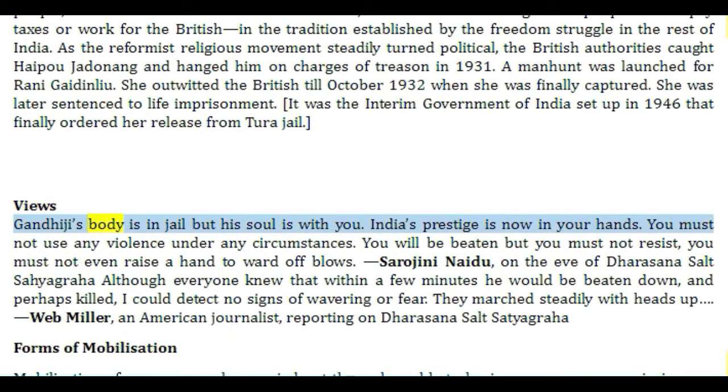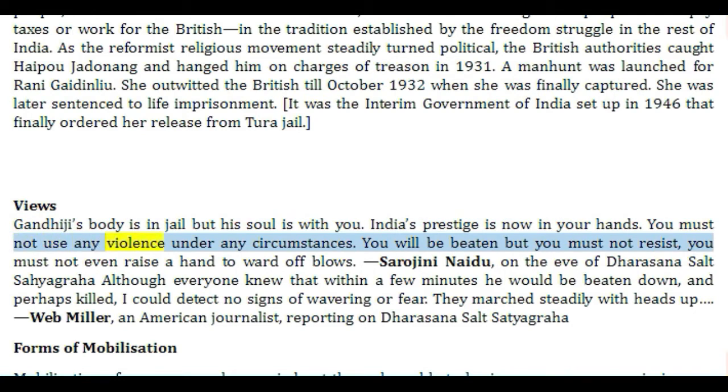Gandhiji's body is in jail, but his soul is with you. India's prestige is now in your hands. You must not use any violence under any circumstances. You will be beaten, but you must not resist. You must not even raise a hand to ward off blows.